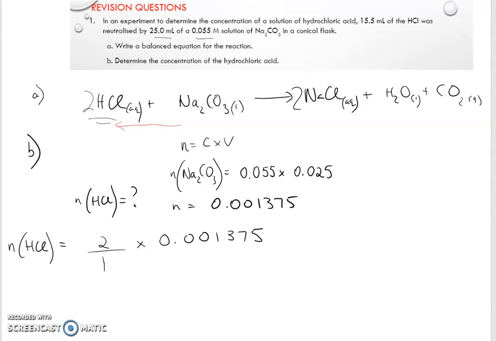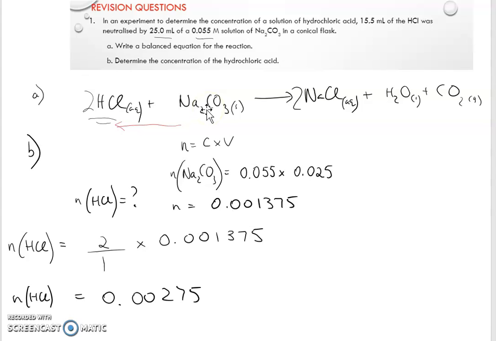So 0.001375 times 2, 0.00275. We can just see that it's double, yeah? And that's exactly what we've done. So we have double the amount of hydrochloric acid in mole values reacting with sodium carbonate. That's how many moles of hydrochloric acid are going to react. Okay?